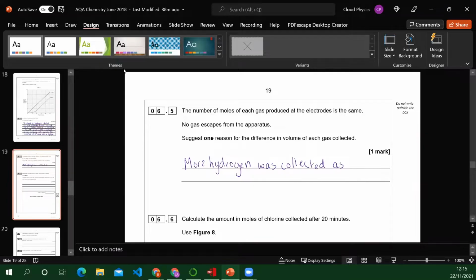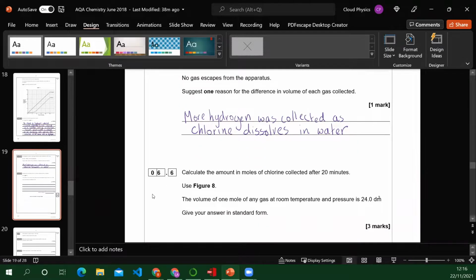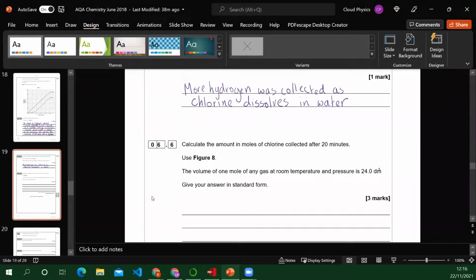as chlorine dissolves in water. You've got a swimming pool, it's got chlorine in it to kill bacteria, because chlorine dissolves in water. Hydrogen doesn't dissolve in water. You get bubbles of hydrogen, it doesn't dissolve. You get some bubbles of chlorine, but it quickly dissolves usually. The bubbles are smaller.